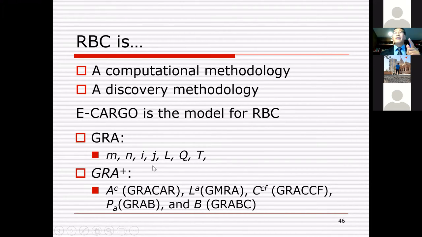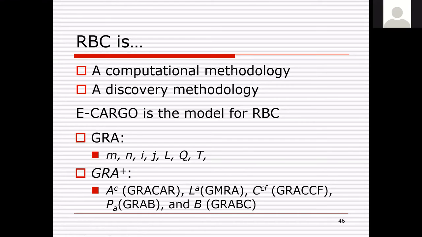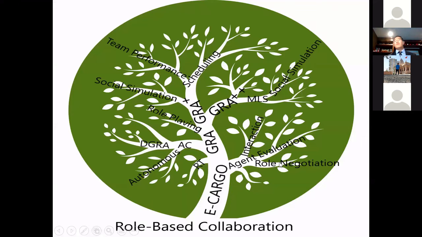I means the index of agents. J means the index of roles. And if you want to understand GRA, you just know that we add a specific data structure, or you can say mathematical structure. This one is a matrix. This one is a vector. This one is another matrix. This one is another vector. We create different problems. So this is the current situation for role-based collaboration as a root.